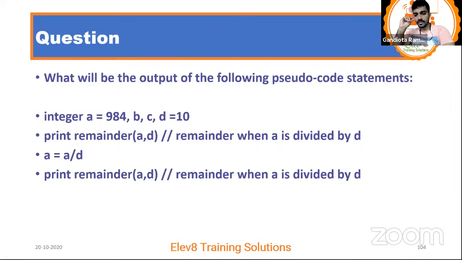Yes, 4 and 8. See, what will be the output of the following pseudocode? Integer a is 984, b, c, d equal to 10, right? So print the remainder of a and d, the remainder when a is divided by d. See, first you perform a by d, so 984 by 10.